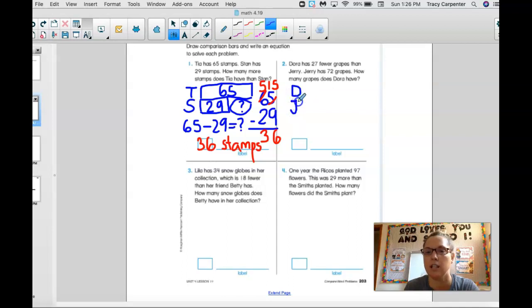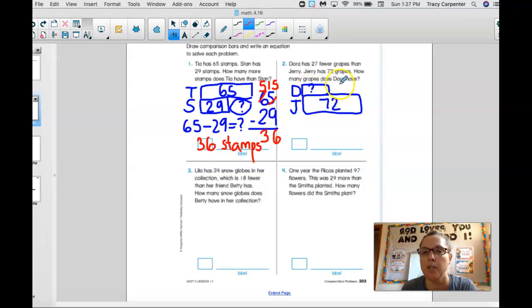So D and J. And then let's see which bar has to be bigger. So it tells us Dora has 27 fewer. So we don't know how many Dora has, but we know it's a shorter bar. So we can make a shorter bar for Dora and a longer bar for Jerry. And we know Jerry has 72, so we can write that number. We don't know how many Dora has, so we put a question mark in that bar. And the part we're trying to find out is the difference between them. We're trying to find out how many Dora has.